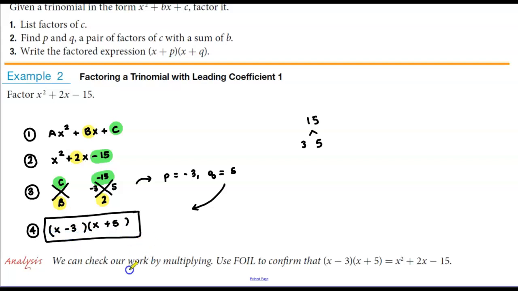And then we can check our work by multiplying, either using FOIL, the distributive method, or the box method, to confirm that when you multiply them together, it's going to give you x squared plus 2x minus 15.